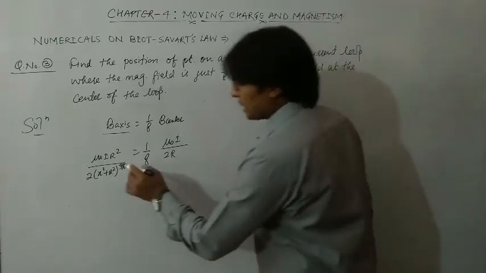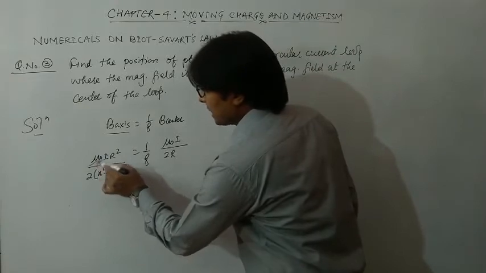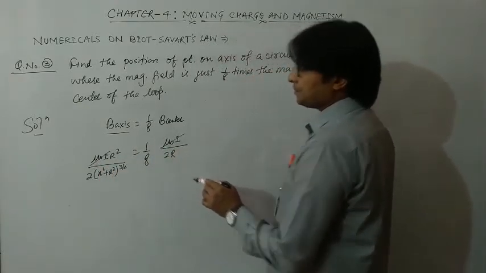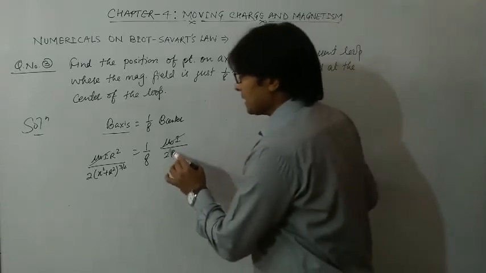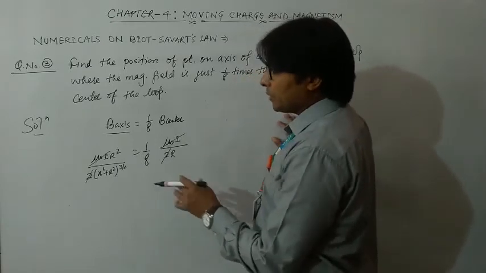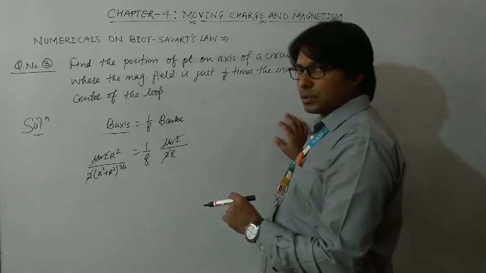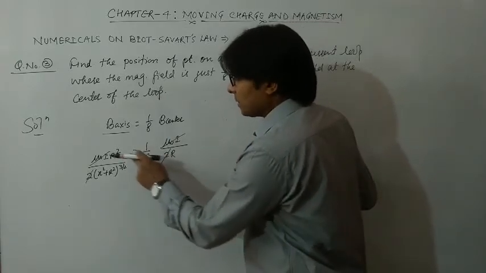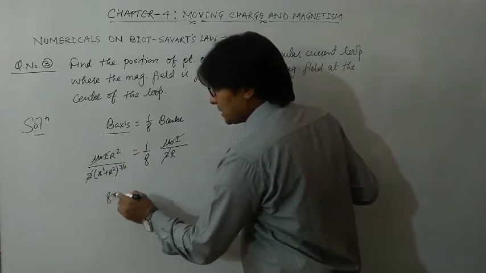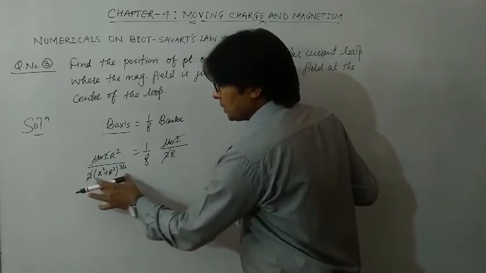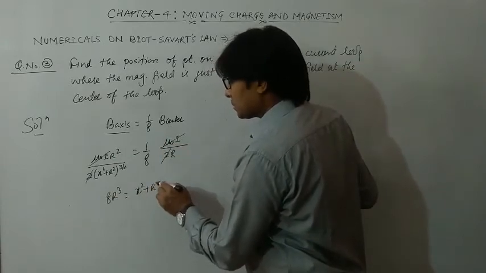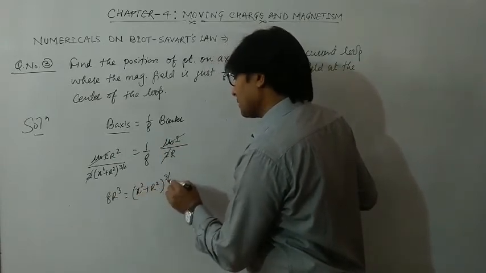So we can cancel mu 0 I with mu 0 I, and this 2 can be cancelled out by this 2. Or we can cross multiply also at the same time. So r multiplied by r square will become r cube, and this is 8 also. So 8 r cube is equal to this multiplied by 1. So it comes out to be x square plus r square raised to the power 3 by 2.